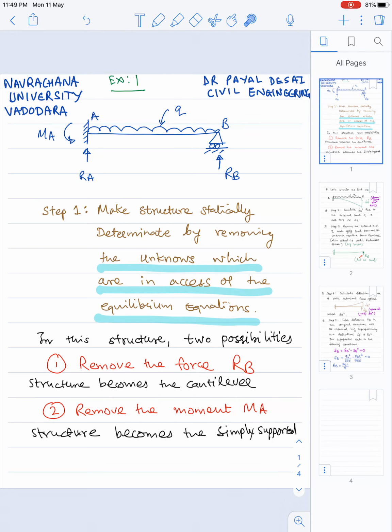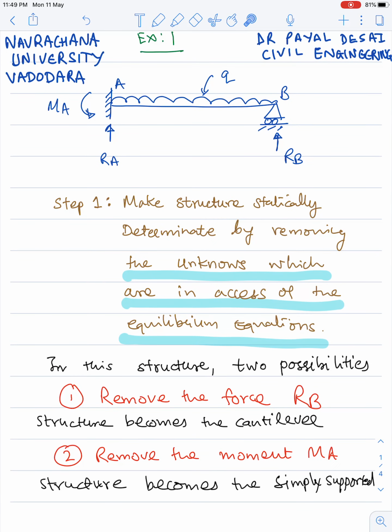There are two possibilities to make this structure determinate. The first step of the analysis is to make this structure statically determinate by removing the unknowns which are in excess of the equilibrium equations. So in this structure, there are two possibilities. First, either you can remove support RB or you can remove the moment MA.